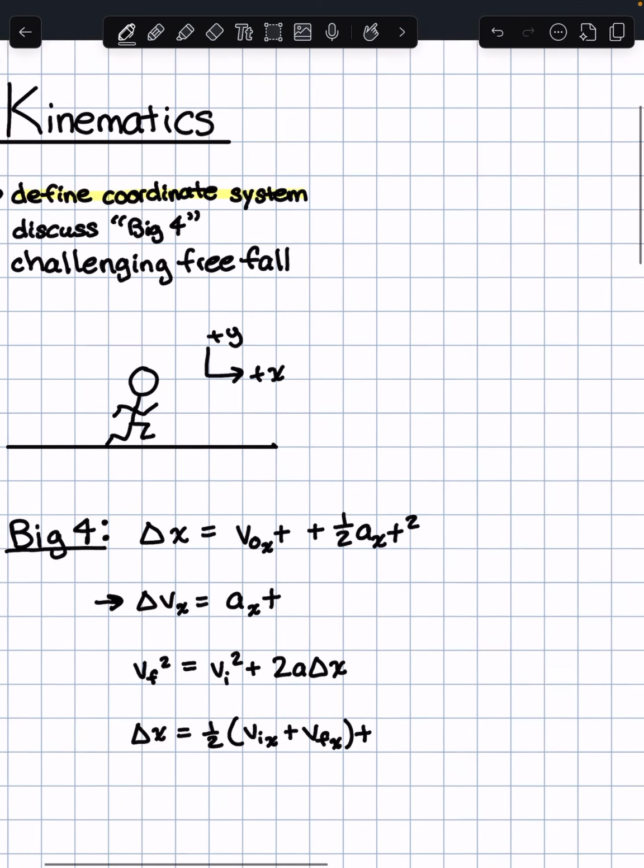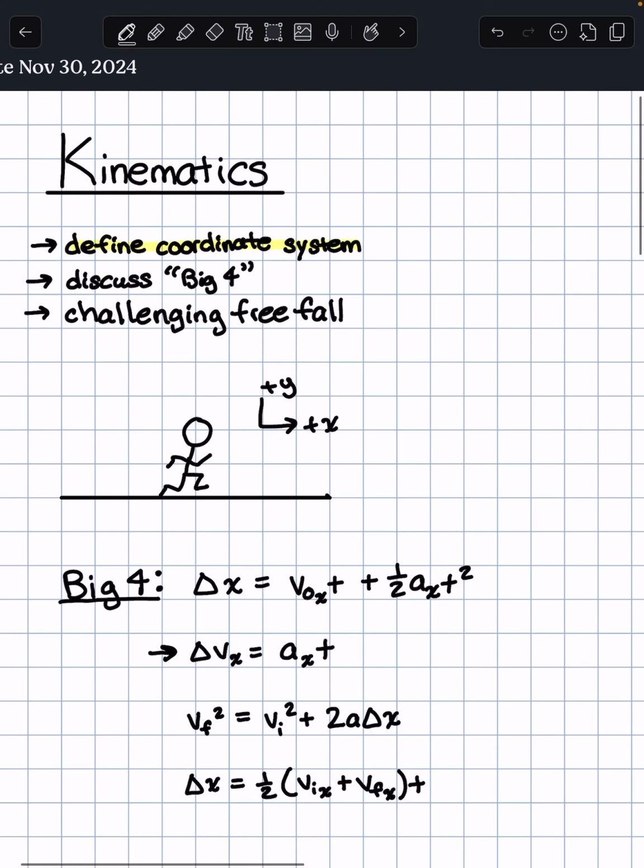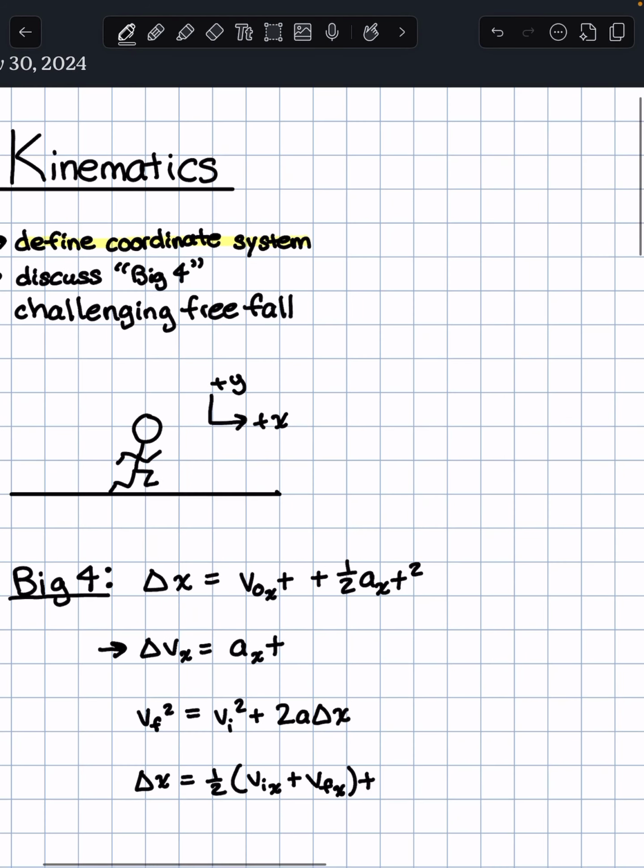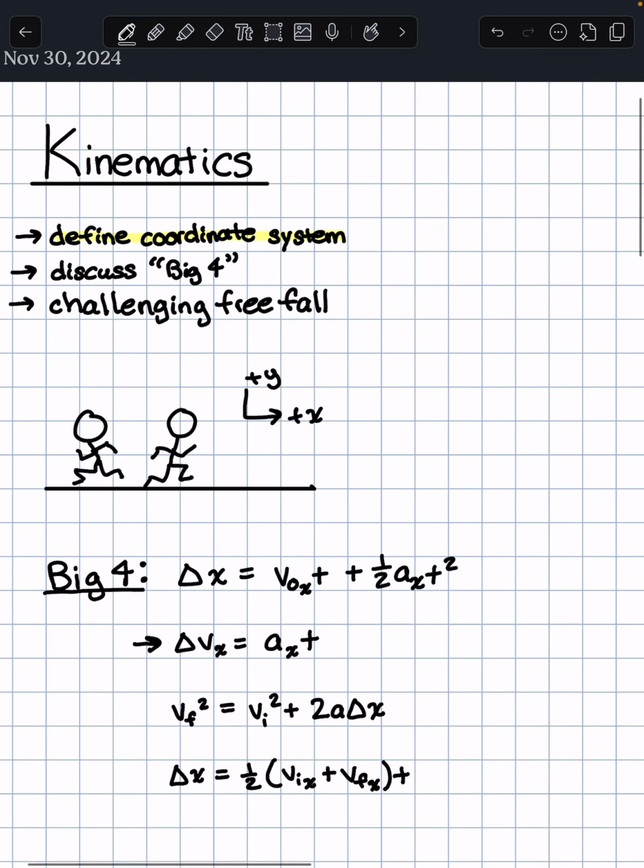Now, once you define these positive directions, you always want to make sure you stick with them. So even if this guy starts running around the other way, you want to make sure that you still consider that this is the positive direction. You would now just describe his velocity to be negative, as an example.